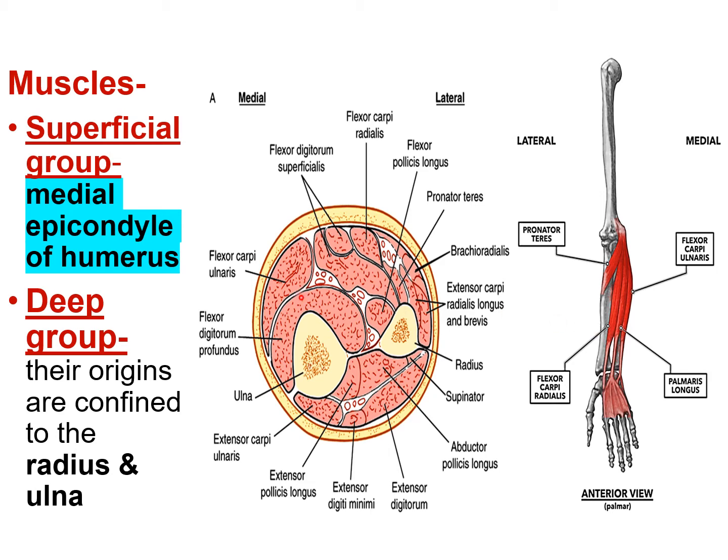If we see and appreciate here, the superficial group consists of the pronator teres, the palmaris longus, the flexor carpi ulnaris, the flexor carpi radialis, and the flexor digitorum superficialis. These are the superficial muscles. The flexor digitorum superficialis forms a stratum that separates the remaining four superficial muscles from the deeper group of muscles. The deep group of muscles consists of the flexor digitorum profundus, the flexor pollicis longus, and the pronator quadratus.